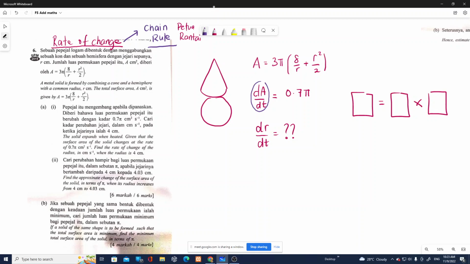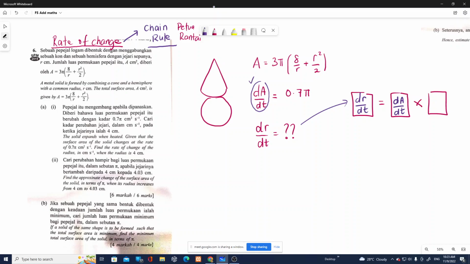Okay. So our unknown is dr over dt, right? This is our unknown. So you need to write over here dr over dt. You write it on the left hand side, becomes the subject of the formula. Okay, and they have already given you dA over dt, correct or not? dA over dt is given. So you can write your dA over dt here.